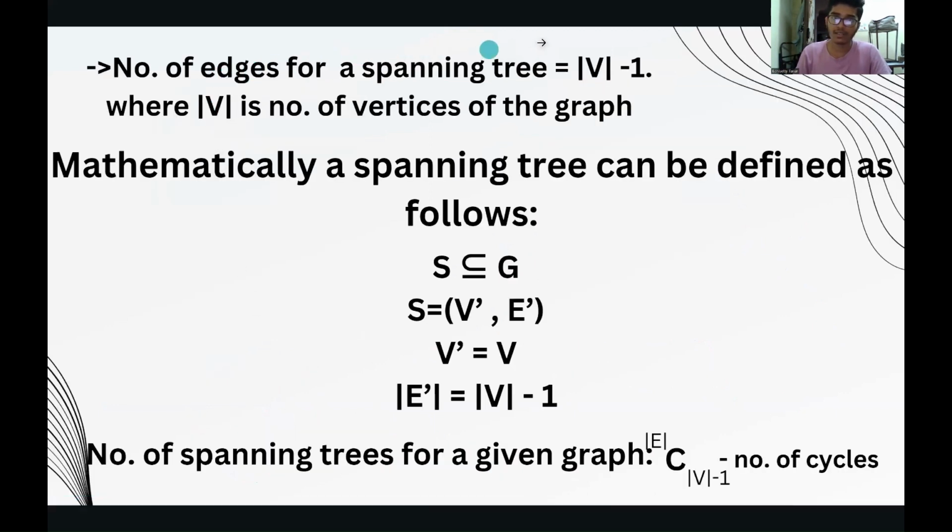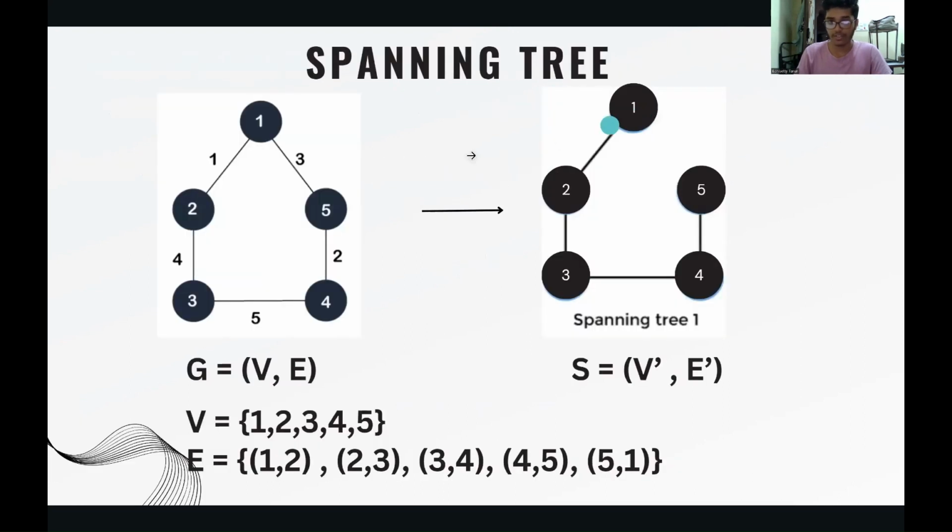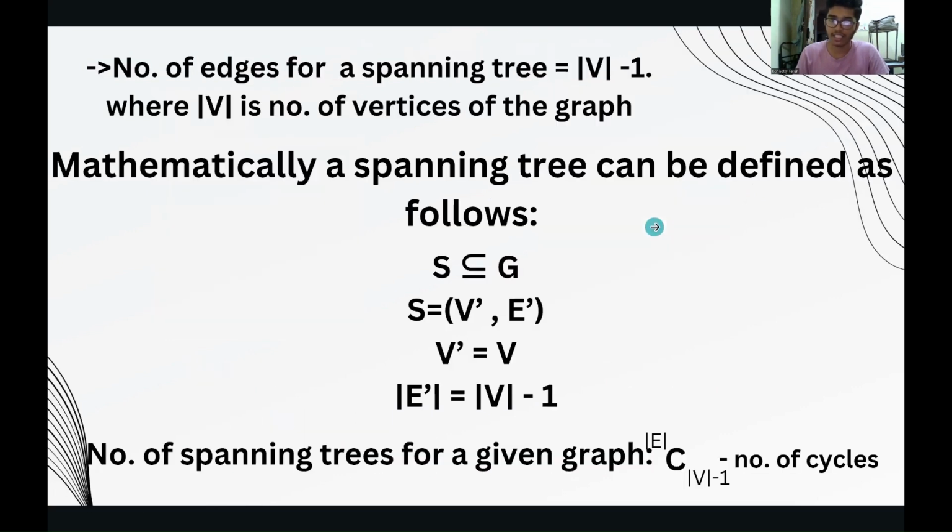The number of edges for a spanning tree. As I have explained before, the number of edges for a spanning tree is mod V minus 1, where mod V is the number of vertices of a graph. Here we have seen that the number of vertices of this graph is 5. So this spanning tree should contain 4 edges. It contains 4 edges.